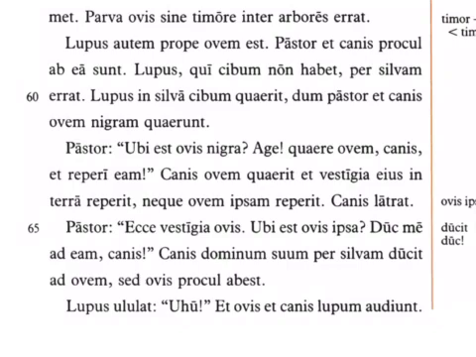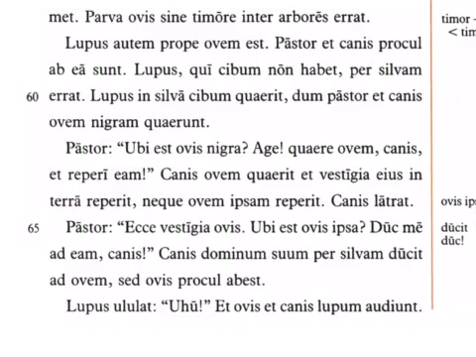Lupus qui cibum non habet. The wolf which does not have food, or who does not have food, if you prefer. Per silvam errat, wanders through the woods. Lupus in silva cibum quaerit. The wolf seeks out or searches. Quaerit is searches, can also be to ask sometimes, but search is a good basic meaning for quaerit. So it's a close synonym for petit, which is seek. So the wolf searches for food, cibum, in the forest.